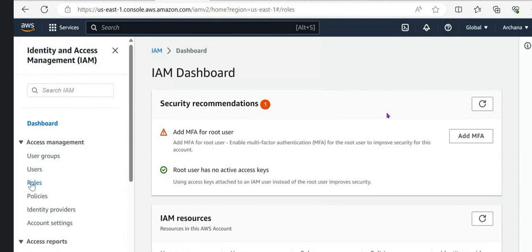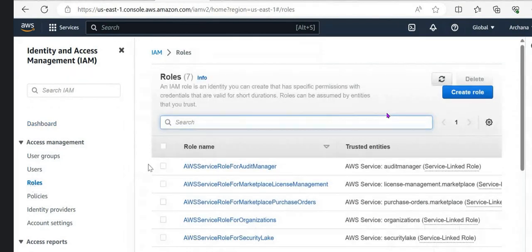Do you know what is role, what is permission, what is policy? Roles means we are giving the permissions to use that particular service. Will you be able to explain with an example?